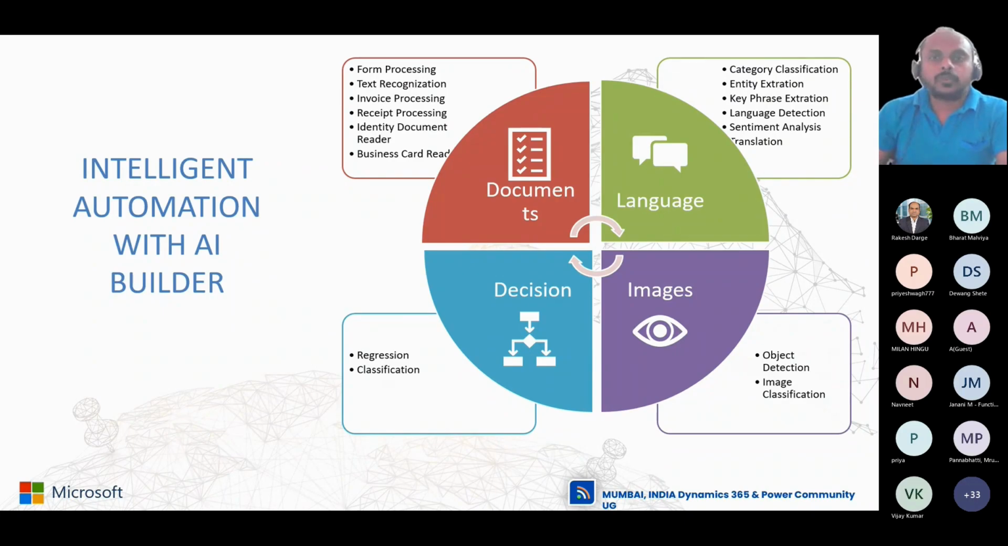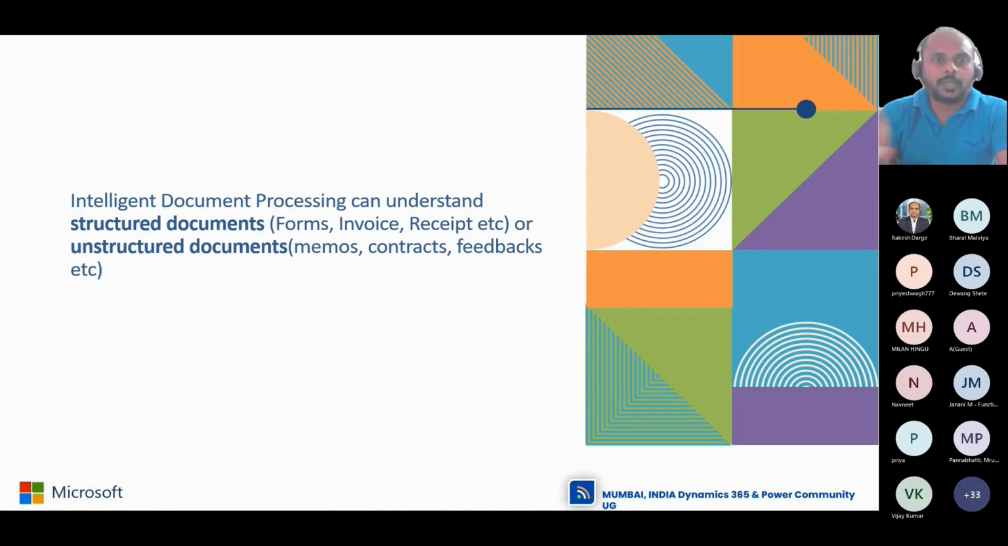Okay, so moving toward the next. When we are talking about automating document processing, IDP, intelligent document processing, is mainly used to work with both structured as well as unstructured documents.